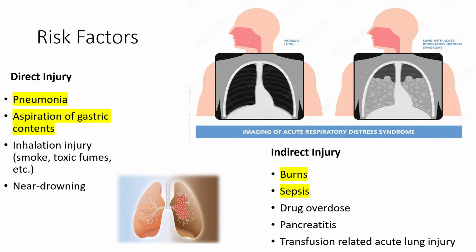Risk factors for ARDS can include conditions that cause direct injury to the lungs, such as pneumonia, aspiration, inhalation injury, those who have had near drowning. And ARDS can be caused by those indirect causes that are going to cause a systemic inflammatory response, such as burns, sepsis, drug overdose, pancreatitis. And this is going to be where our trolley can come in and cause ARDS.